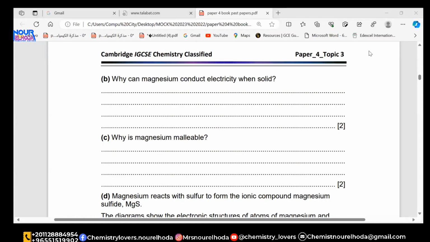Yes, you know how? Their particles are like bonded together hardly. Perfect, but this is not the reason. Malleable means can be shaped.